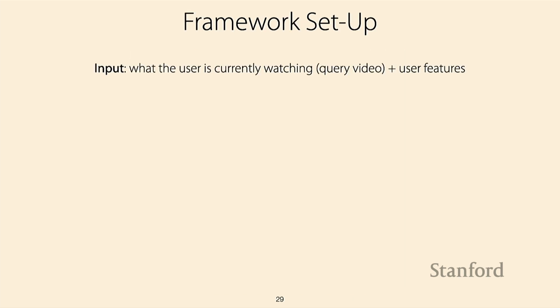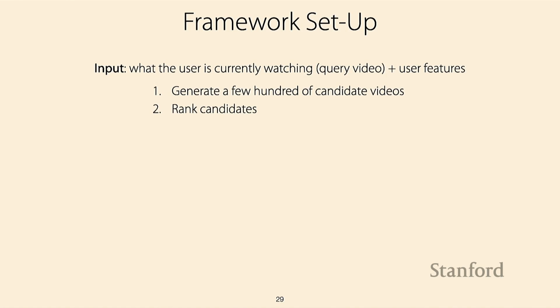So before we get into how this is a multitask learning problem, let's get into the setup. As input, they have information about what the user is currently watching, and they also have some features about that user. So they have features about the video and features about the user. Once they have that input, they're going to generate a few hundred candidate videos and then try to rank those candidate videos. And then ultimately, once you have a ranking, you'll serve the top ranking videos in that right side panel.